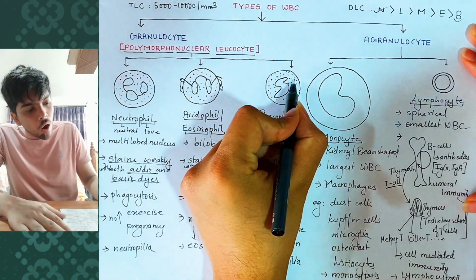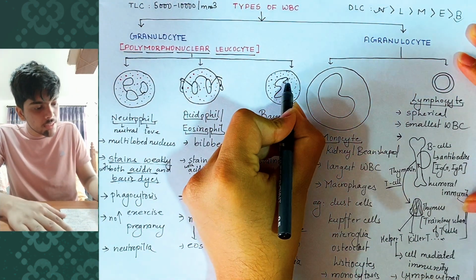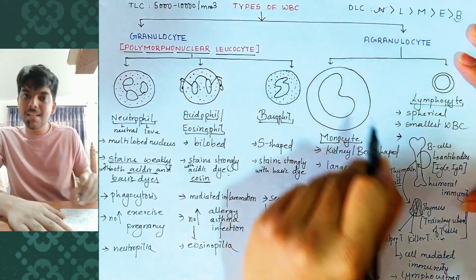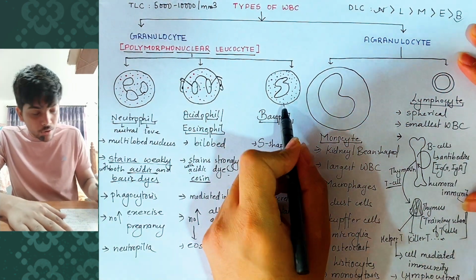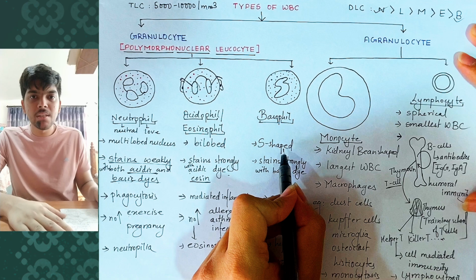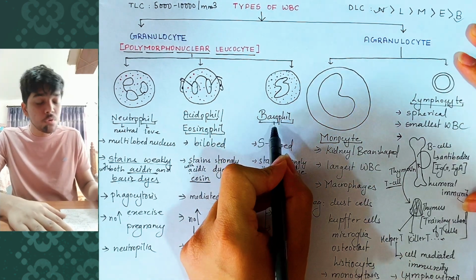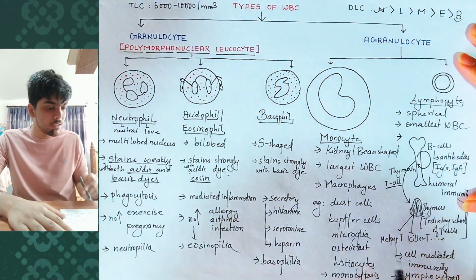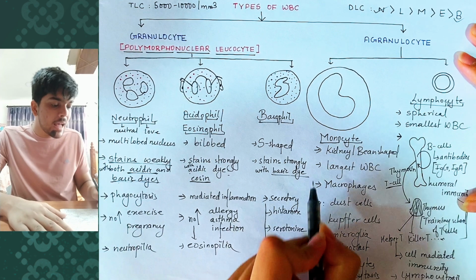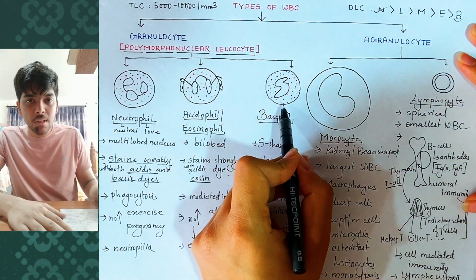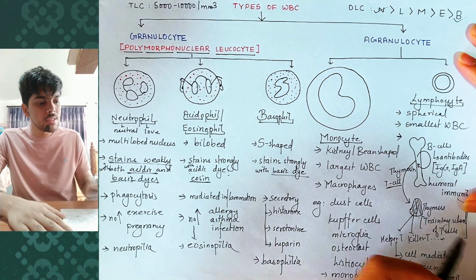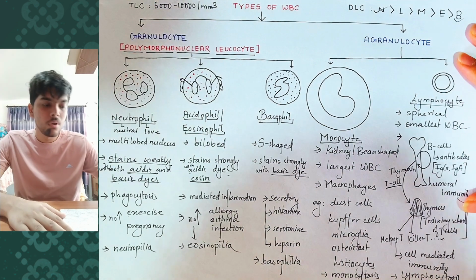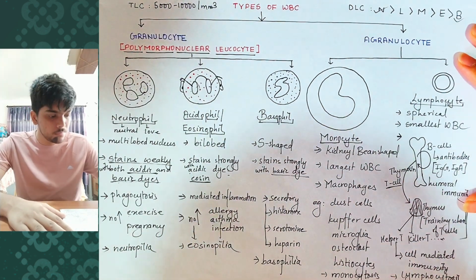Third. The third granulocyte contains a nucleus that is shaped like the letter S. So the granulocyte with S-shaped nucleus is called basophil, where baso means base and phil means love. That is, this cell loves base. Whenever basic dye is used to stain basophil, it stains strongly because the basic granules present in the basophil get stained blue when basic dye is put on it.